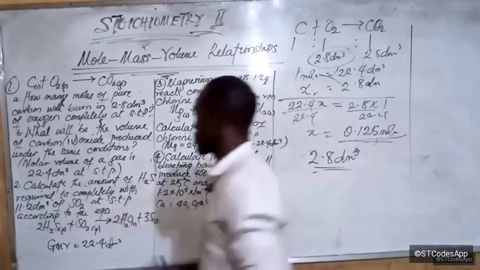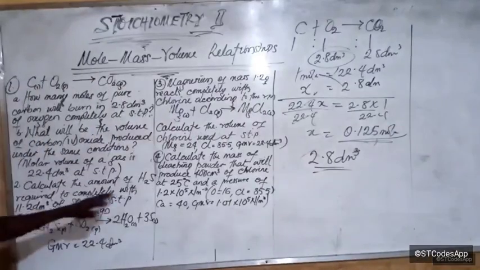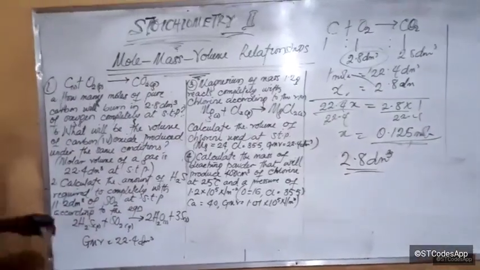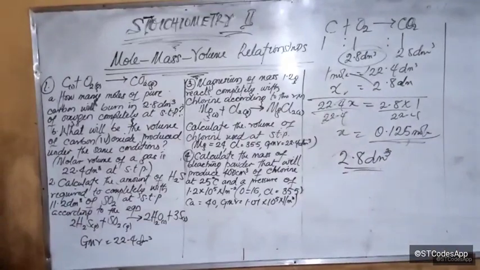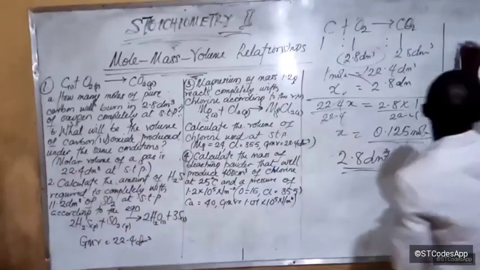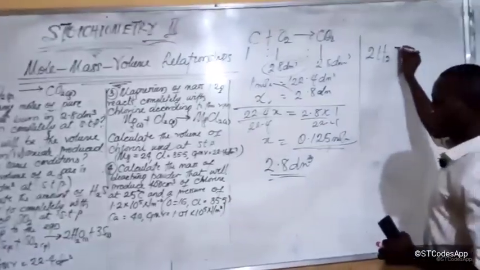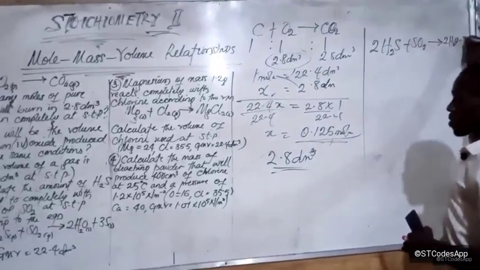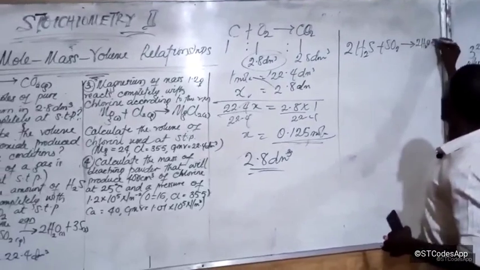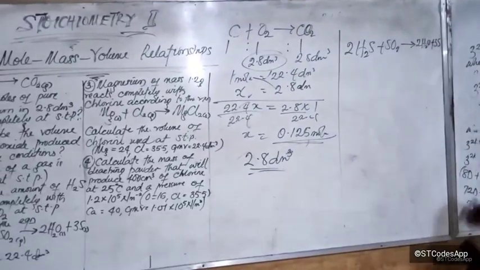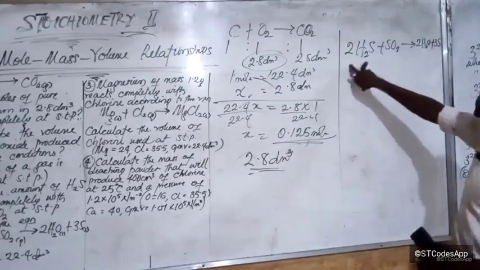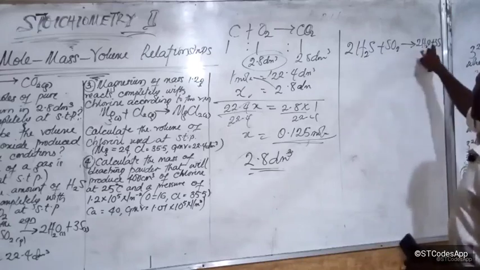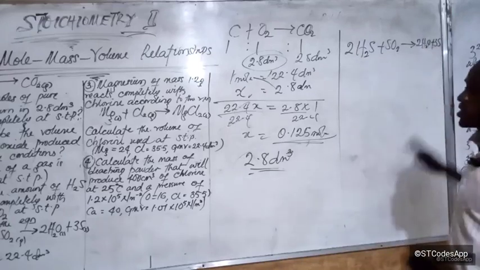Now, the next question says, calculate the volume of H2S required to completely react with 11.2 dm cube of this guy in this reaction. So let's write the reaction and see first if it is balanced. 2H2S plus SO2 to give 2H2O plus 3S. All right. With this, we have that it is balanced. O is 2, O is 2, S is 3. All right, so this is balanced.